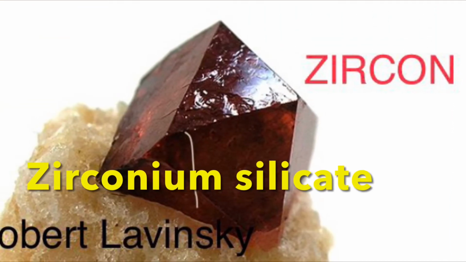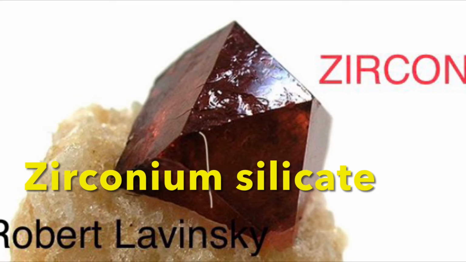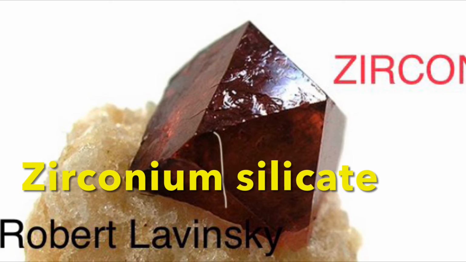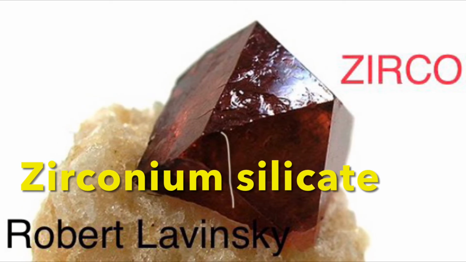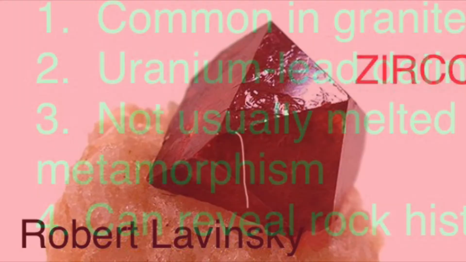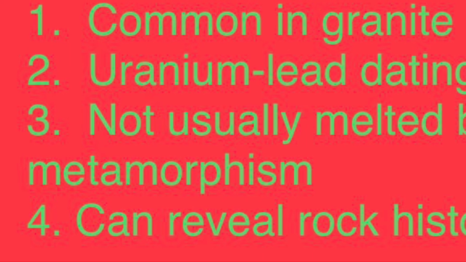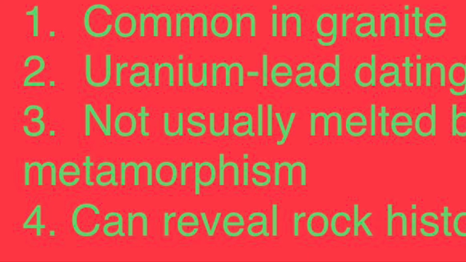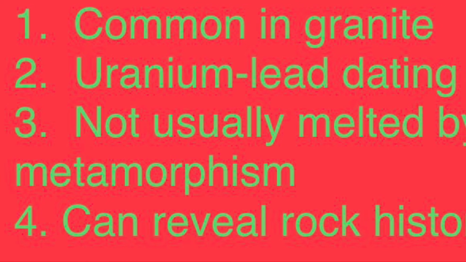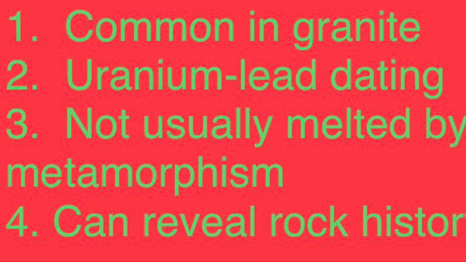Rock ladies and rock gentlemen, this is a mineral called zircon, zirconium silicate, and it is extremely useful to geologists for dating igneous and metamorphic rocks. I'll tell you why. Zircon is so useful to us because it's common in granite rock. The uranium-lead dating technique works great with zircon. And zircon is not usually melted during metamorphism, so it's easy to tell the ultimate age of the rock.